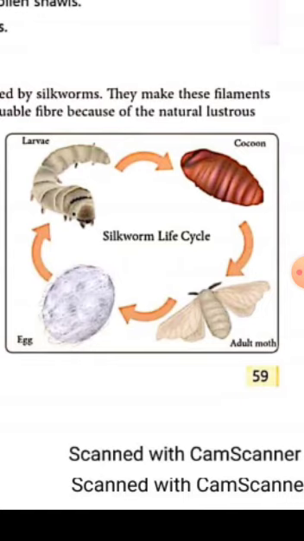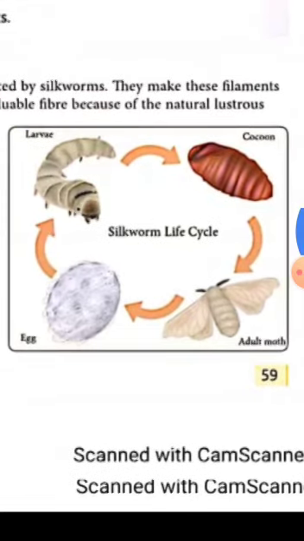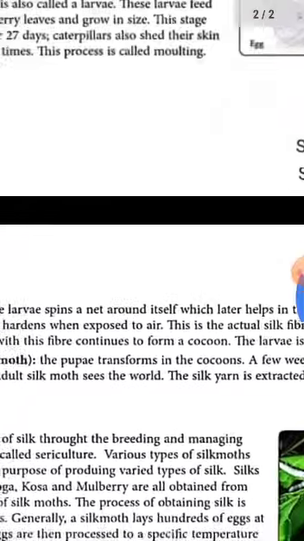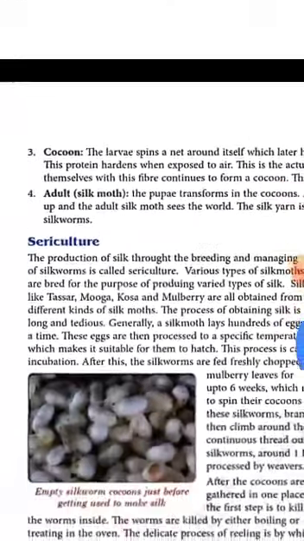So after a few weeks the pupa breaks the cocoon, and then the adult silk moth comes out in the form of an insect, a butterfly. It looks like a butterfly. So in this way the life cycle of the silkworm goes on. So pupa is the third stage and adult is the fourth stage.